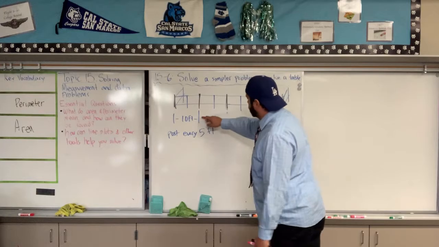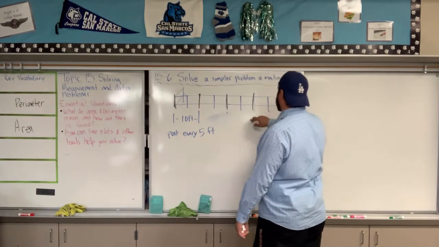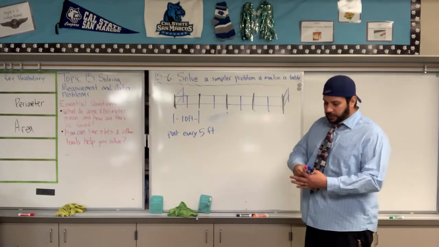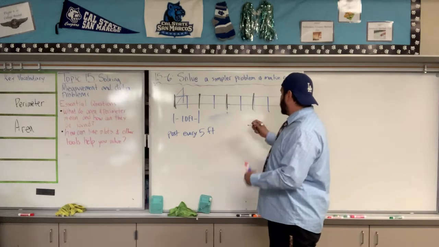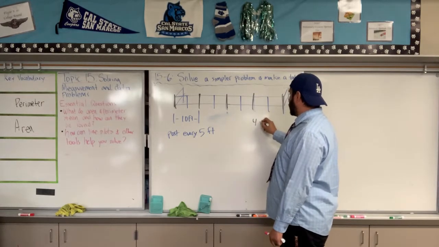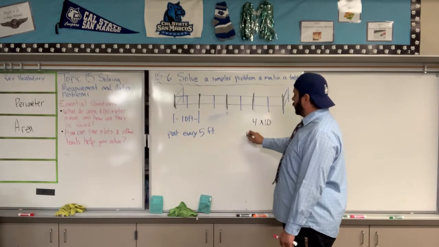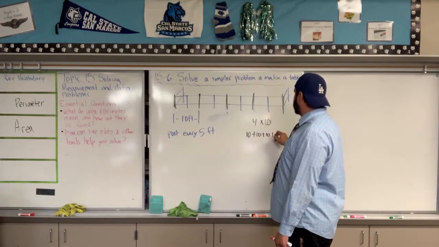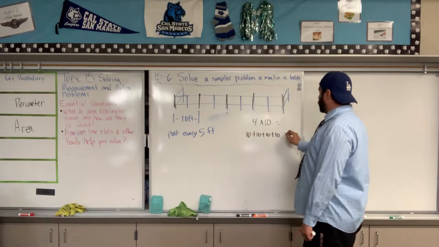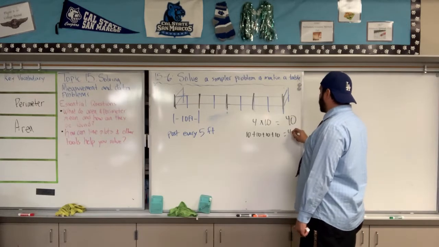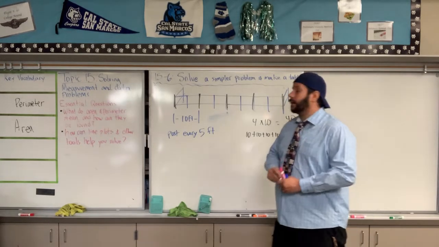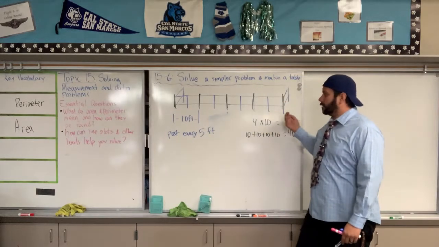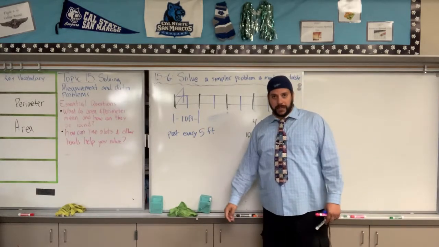1 section, 2 section, 3 section, 4 section. There's 2 ways I can do that. I can put 4 sections times 10 feet, or multiply, or I can repeat add. Either way, I'm gonna get 40 feet. So for right now, this fence is 40 feet.